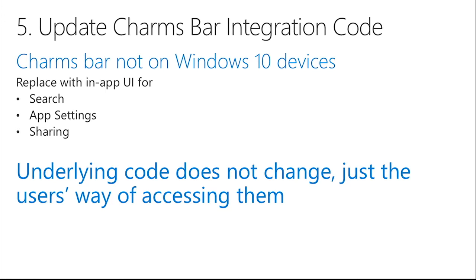Just look at the symbol icon. Exactly. The underlying code and the way that you interact with those, the search contract, for example, the share contract and that sort of thing, none of that changes. So your code doesn't have to change. It's just simply how the user discovers those functions. You need to build that into your UI a little bit.